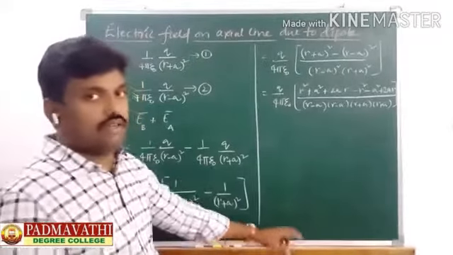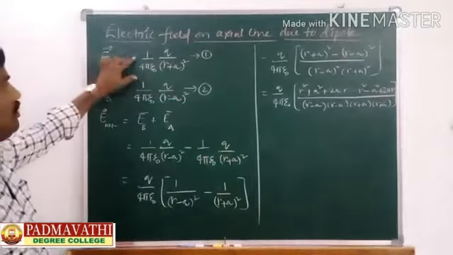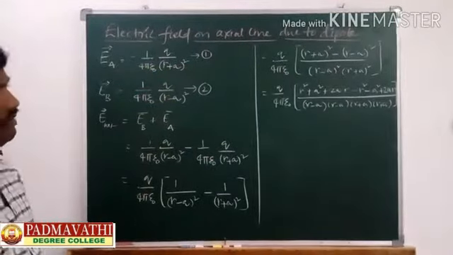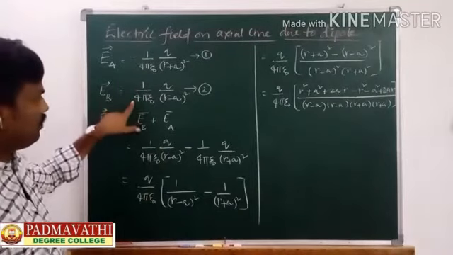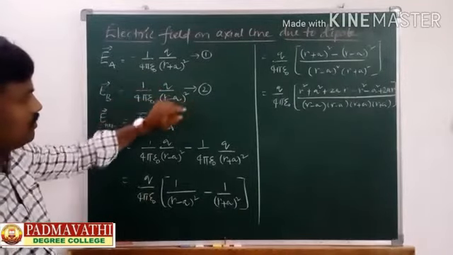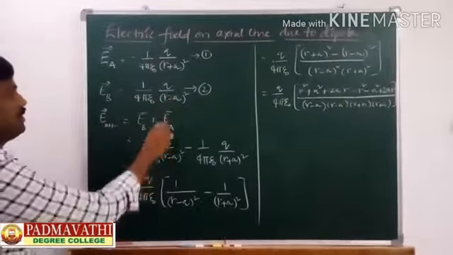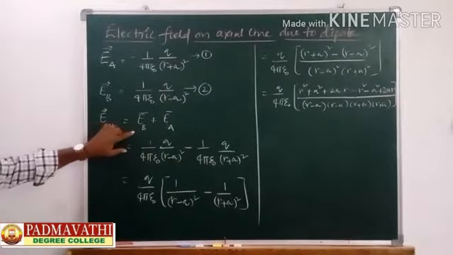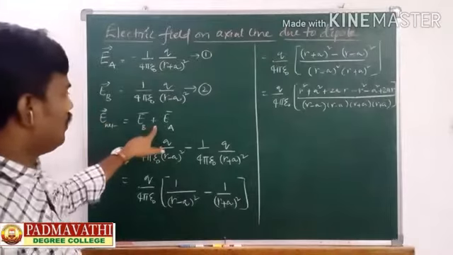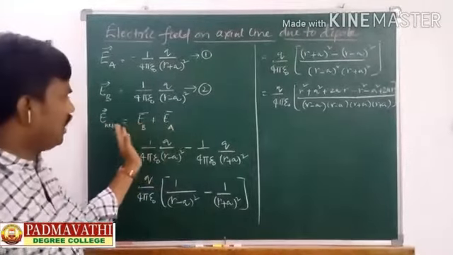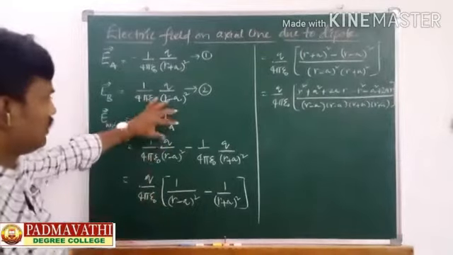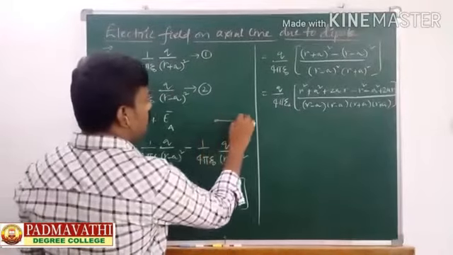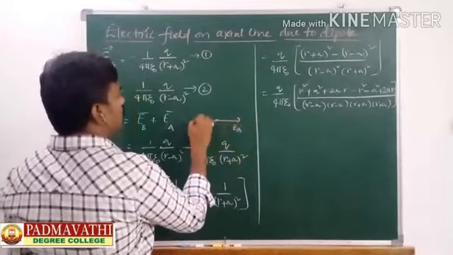With the previous slide, we can write EA bar equals minus 1 by 4 pi epsilon naught, Q by (r plus a) whole square. This is the first equation we have written. And EB bar equals 1 by 4 pi epsilon naught, Q by (r minus a) whole square. This is the second equation. Now the net electric field at point P is given by EA bar plus EB bar, or EB bar plus EA bar, no problem with that. This is the resultant vector sum of these two. Why? Because they exist on the same line. So this is EA and this will be EB.